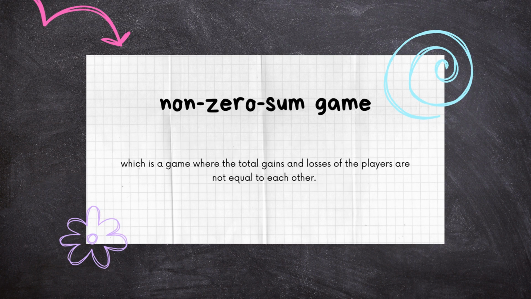Another type of game is a non-zero sum game, which is a game where the total gains and losses of the players are not equal to each other. In non-zero sum games, there may be opportunities for both players to gain or both players to lose. Examples of non-zero sum games include the Prisoner's Dilemma and the Stag Hunt.